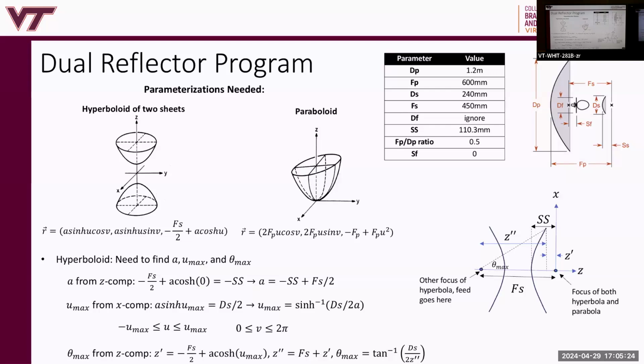If you do that, you can solve for A, because A is the only thing unknown. And A becomes minus SS plus FS over 2. What that guarantees is that SS is the distance between the vertex of the hyperboloid and the focus. Now we need to know the range of u in order to give us the diameter ds, because that's another parameter that has to be satisfied.